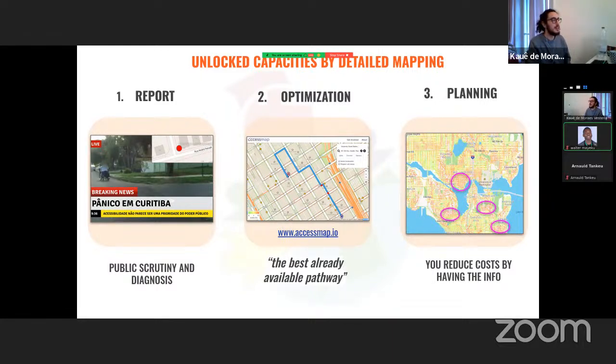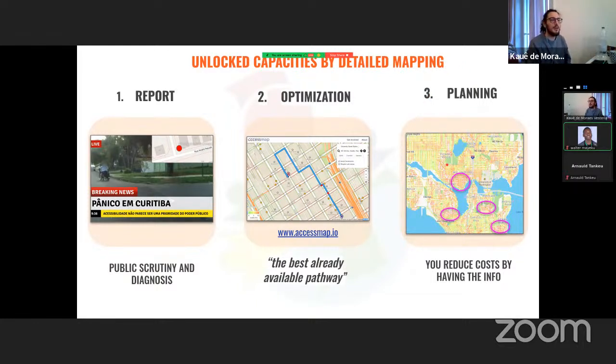The second thing that we enable is optimization. So we can compute the best pathway, the best thing that we can do with the situation that we have in the present, because many times the shortest path isn't the most accessible pathway. And we can also do planning.